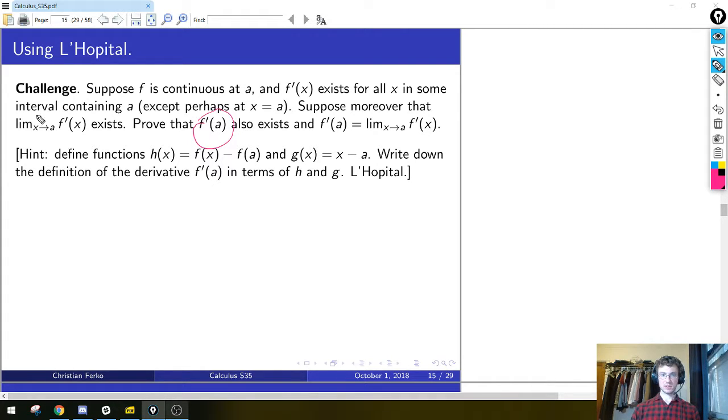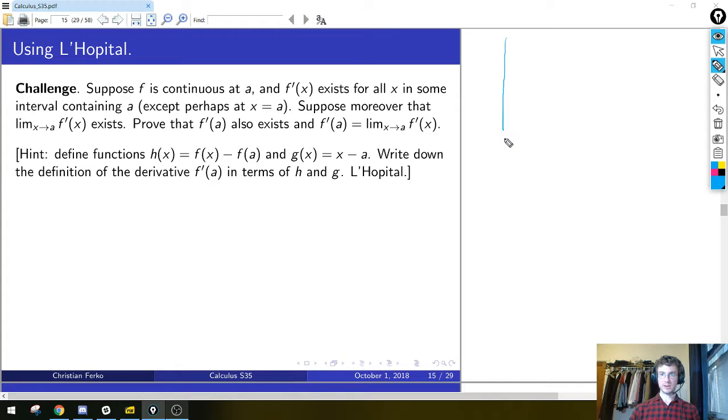Just because the limit exists doesn't mean the function value exists. As we've seen, you can have point discontinuities. But we'd like to prove that f prime exists at a, and that the derivative is continuous at a. So in other words, the limit as x goes to a of f prime is equal to the value of f prime at a. First, before even trying to prove this, this sounds almost obvious. What would it look like if this were not true?